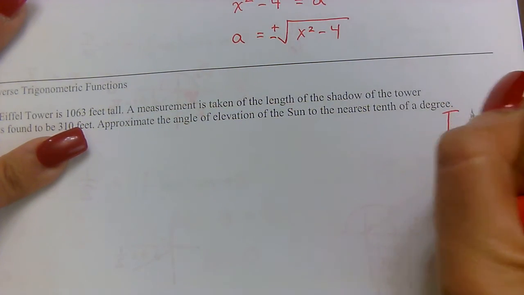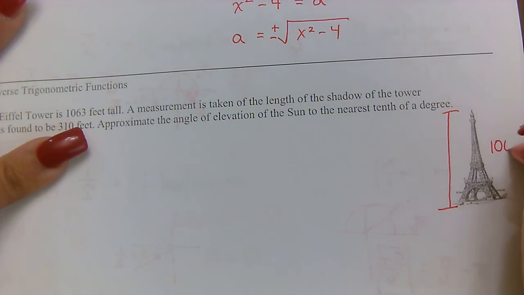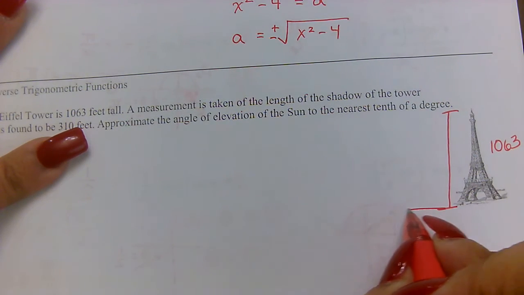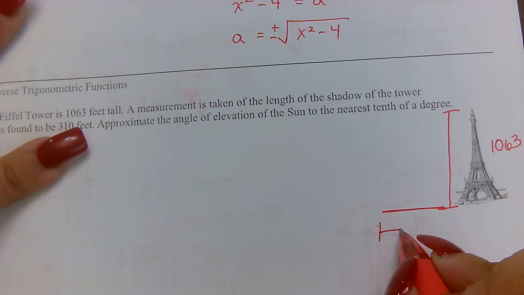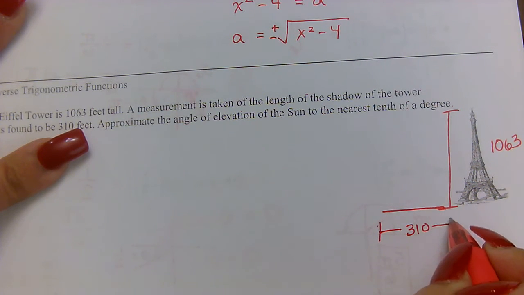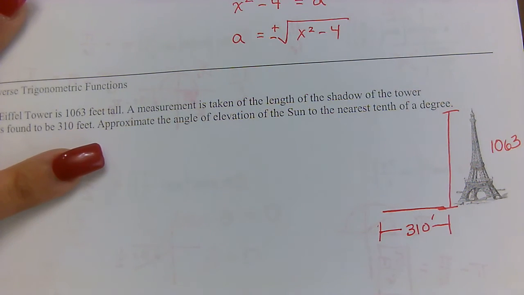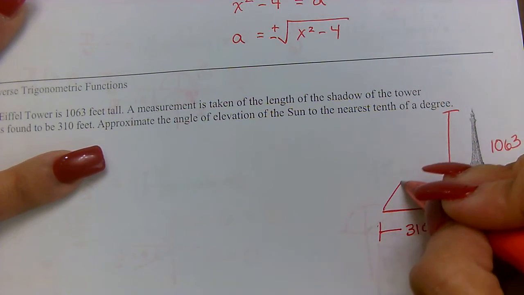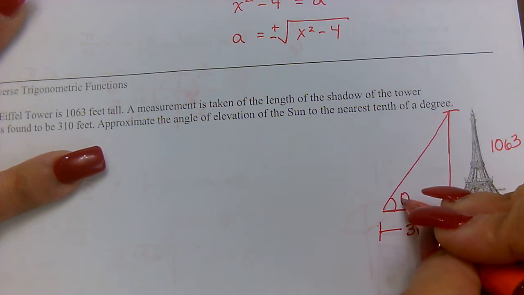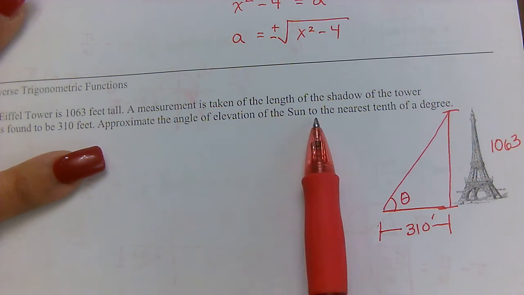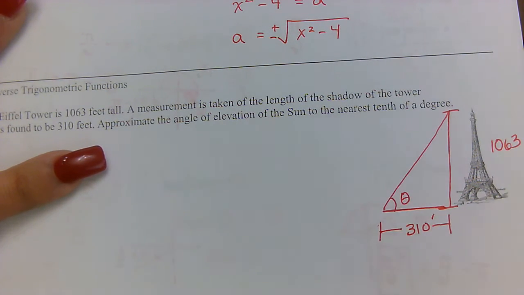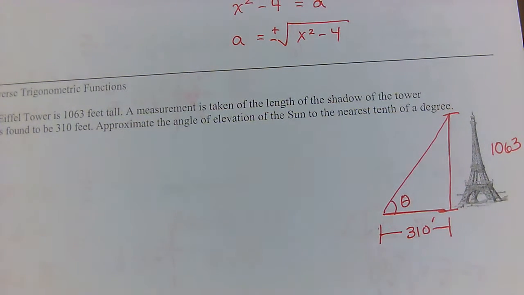The height of the tower is going to be 1063. A shadow has been determined to be 310 feet. So let me put my units there. Okay. Approximate the angle of elevation, so this is my theta, of the sun to the nearest tenth of a degree. So if I'm given this information, which trig function should we use?